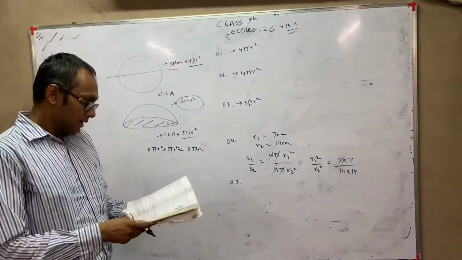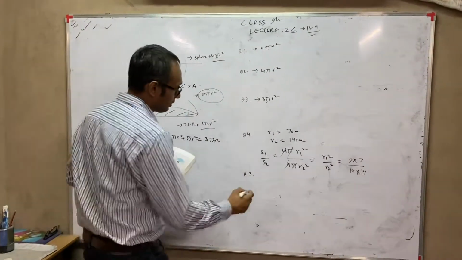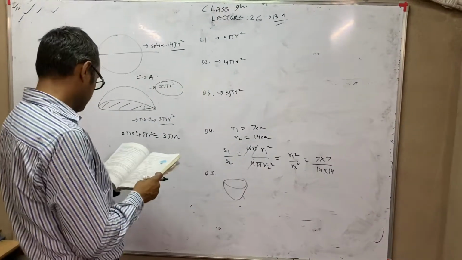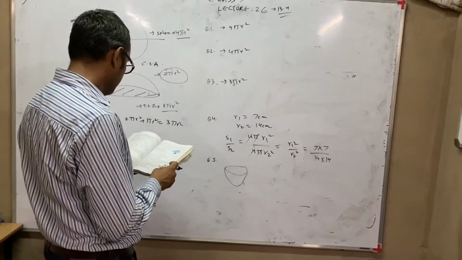Okay. Now question number 5. A hemispherical ball has an inner diameter of 10.5 centimeter.